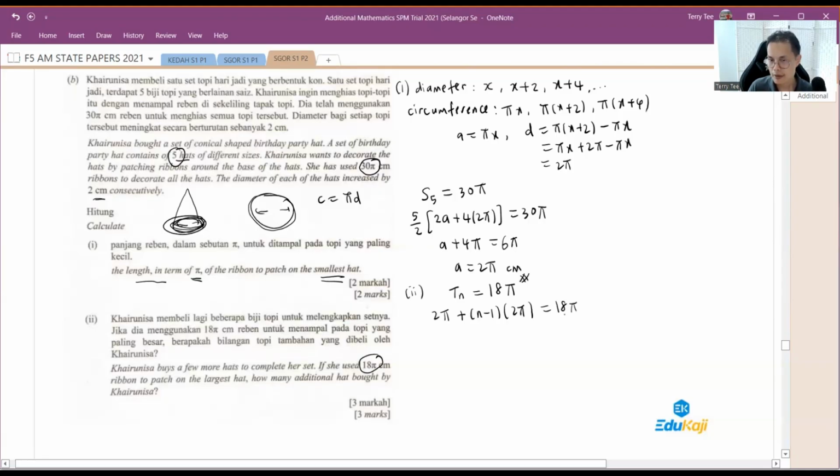Now, if you don't like the 2 pi, you can just divide by 2 pi. So this becomes 1 plus n minus 1. 18 divided by 2 is 9. The pi disappears. So what's your n? n is 9, right? Because the 1 minus 1 cancel out. So I have 9 hats. But the question says, how many additional hats? Initially, she has 5. She has 9 now. So the additional number of hats is 9 minus 5. The difference is 4.